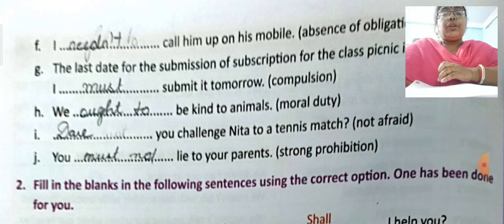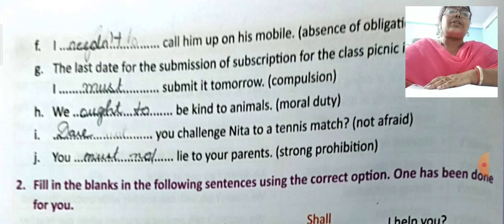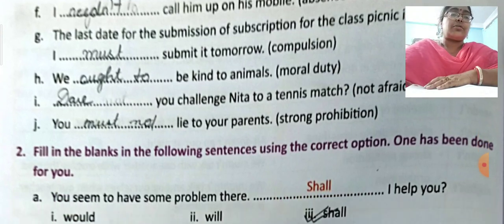Number H, we ought to be kind to animals. Our moral duty. Number I, dare you challenge Nita to a tennis match? Not afraid. That is not afraid. Number J, you must not lie to your parents. Strong prohibition. You must not.